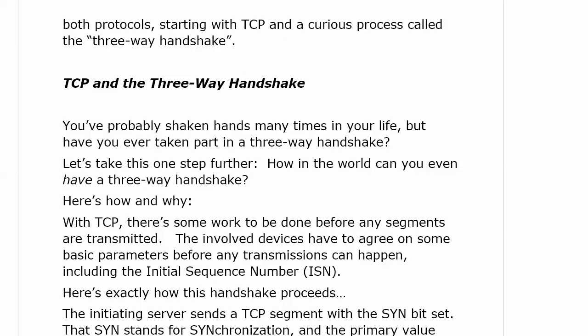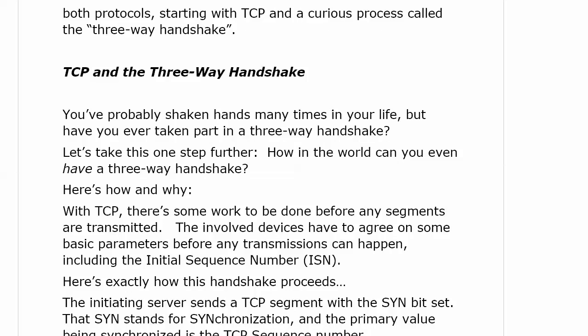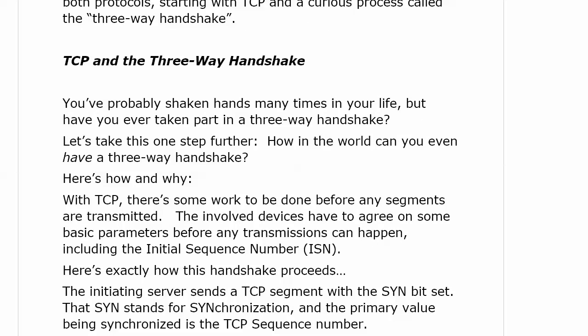We'll start with TCP and a curious little something we call the three-way handshake. You've probably shaken hands many times in your life, but have you ever really taken part in a three-way handshake? How can you even have a three-way handshake? Even if you do the Wonder Powers activate fist knock, it's still just two. How do you get a third party in a handshake? Well, here's how and here's why we have that with TCP. Because as I mentioned, there's a control connection, an underlying connection between the two parties that has to be built before any segments are transmitted.